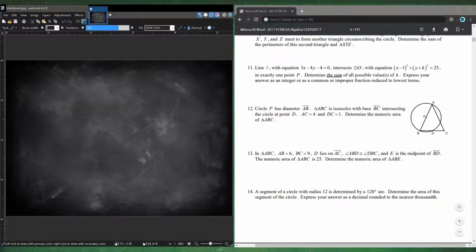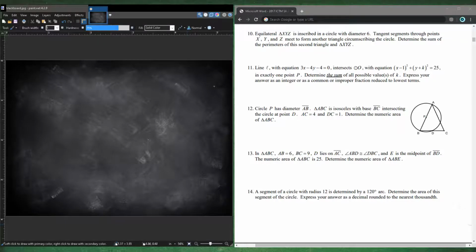Number 12. Circle P has diameter AB, and triangle ABC is isosceles with base BC intersecting the circle at point D, where AC is this. Okay, so let's draw that out. So DC is equal to 1 and AC is equal to 4. So if this is 4, that means this is 4. Determine the numerical area of ABC.